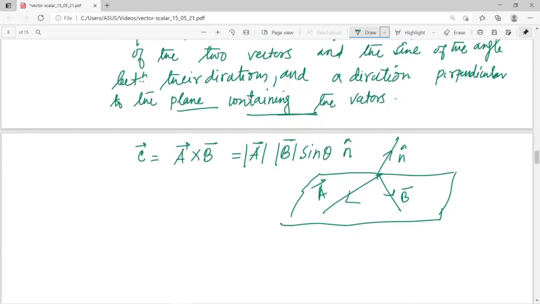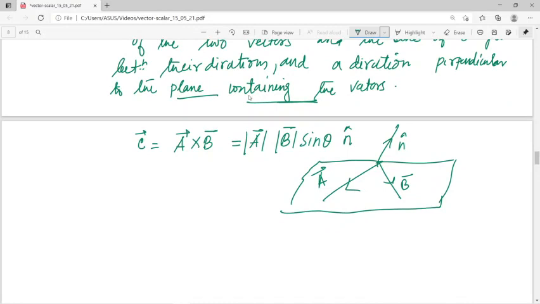So if we say B cross A, then the direction will change. That means if this is A and this is B, and we do B cross A, then it should be directed like that.